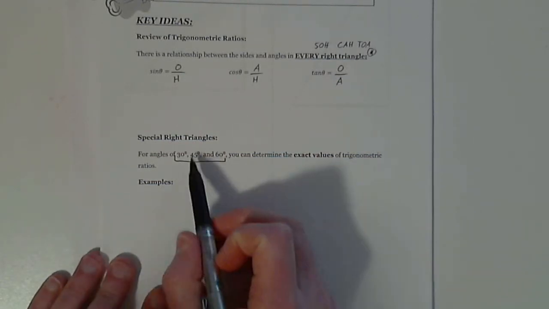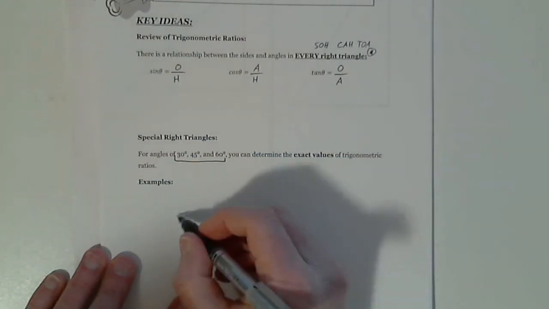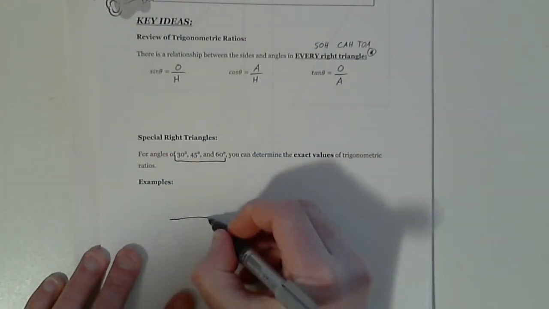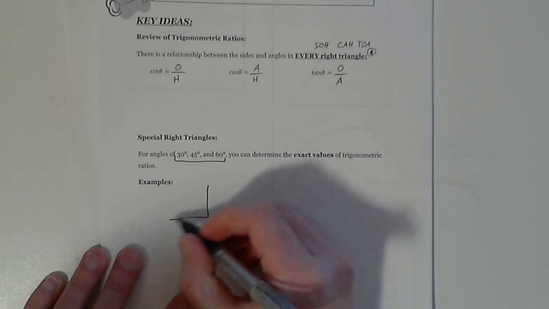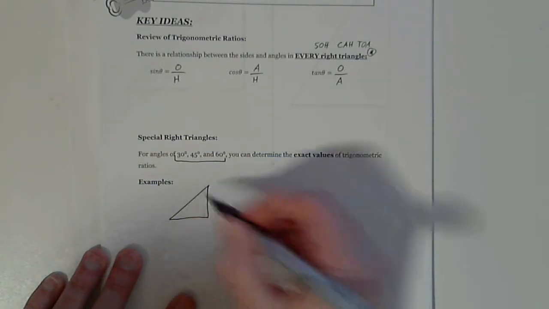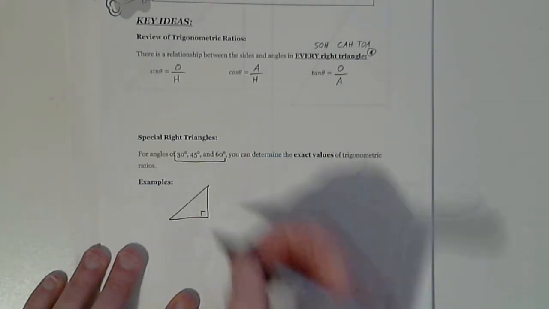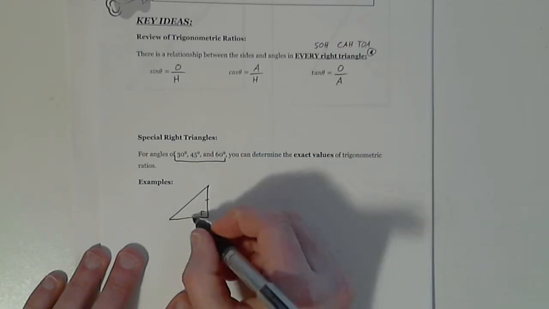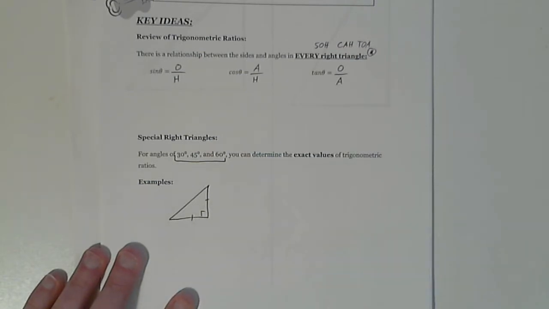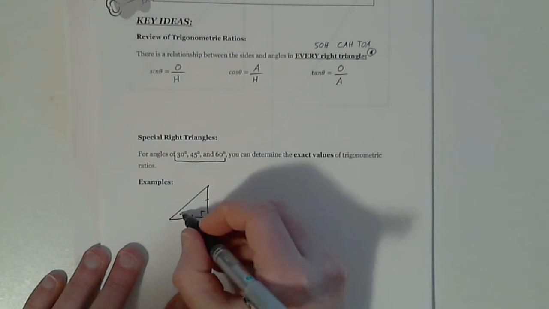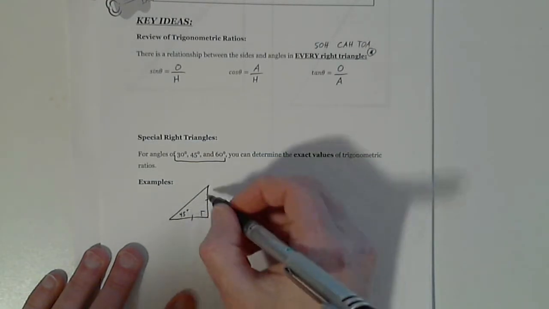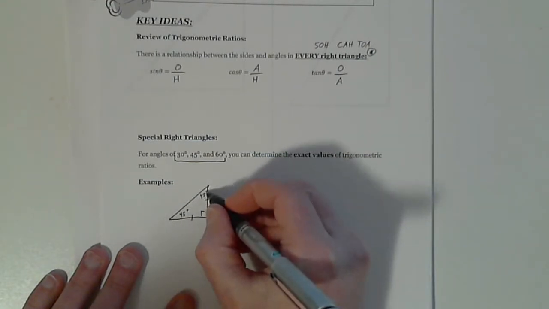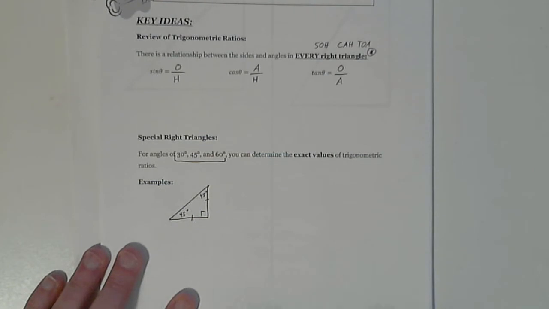So examples of them. Well, the 45 triangle is actually an isosceles triangle, but usually we draw it on its side. So there's a right angle triangle where this length is equal to that length. That's our isosceles triangle, and this is going to be our 45-45-90 triangle is what we call it.